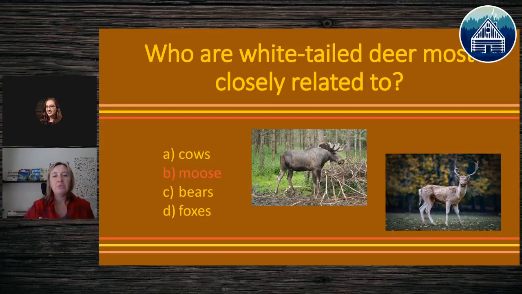So in the center is a moose, and on the right is a deer. You can kind of see some similar body shape, the antlers. They both have hooves, which goes to your cows as well. So they do belong to a bigger group of animals called ungulates, I believe is how you say it, which means they have hooves.